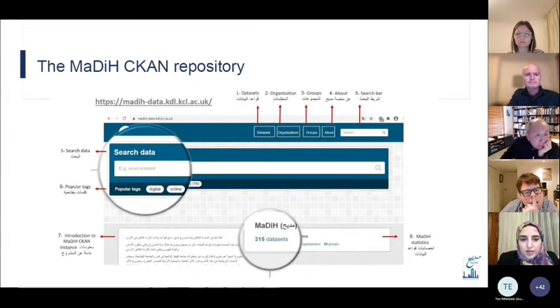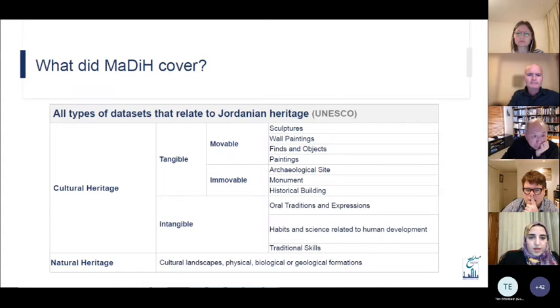This is the interface of the MaDiH CCAN repository. As you can see, it's very simple. It has some information on the datasets, the organizations who have created the datasets, and some groups that gathered datasets based on their content, on their location, on many ideas, and some information about the project. With the search bar, of course, and popular tags based on the content that was entered by the team.